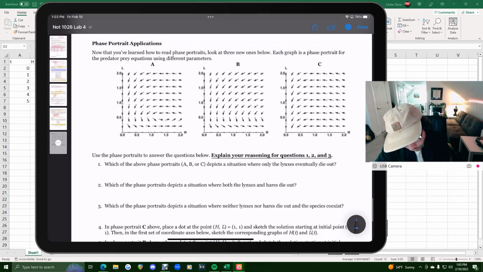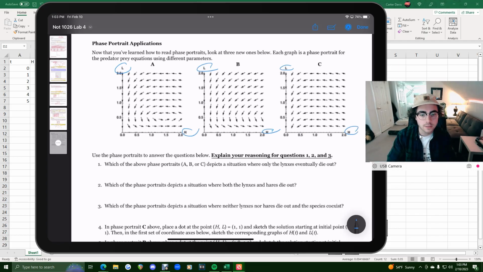So we have A, B, and C representing L and H, describing L for lynxes, H for hares. Typically, this is a hare and lynx predator-prey model. They say, which of the above phase portraits, A, B, or C, depicts a situation where only the lynxes eventually die out? The key word is only. Only the lynxes will eventually die out. For the lynxes to die out means that the L values should go all the way to a 0 value. While if it's only them dying out, the hares should not die out. The hares should be non-zero values.